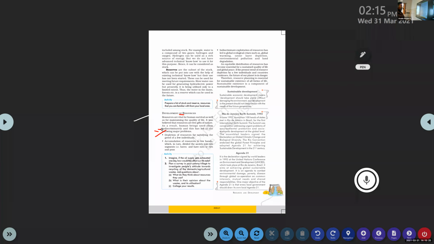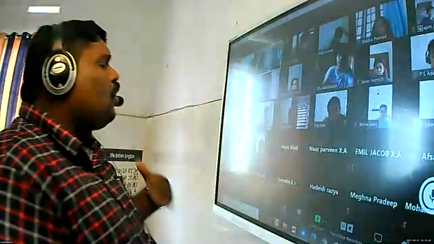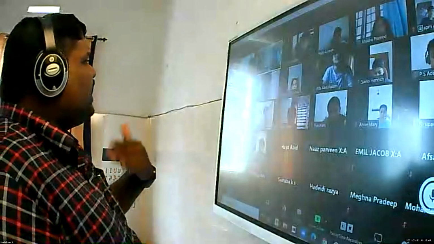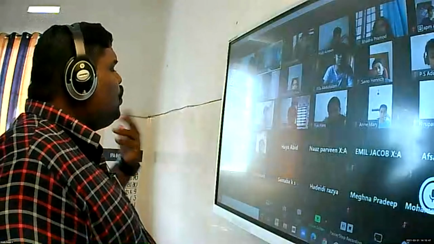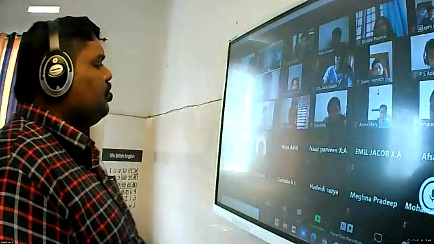Repeating again. Okay. So, depletion of resources for satisfying the greed of a few individuals. So, some people, a few in number, the rich people, will continuously utilize the resources. Okay, they will exploit the resources to satisfy their greed. My question is, what do you mean by the term greed?